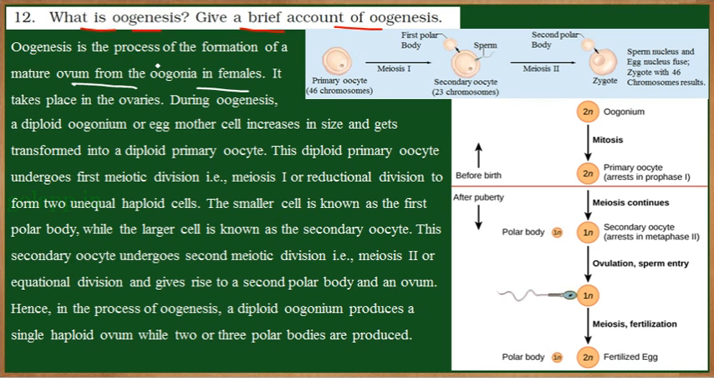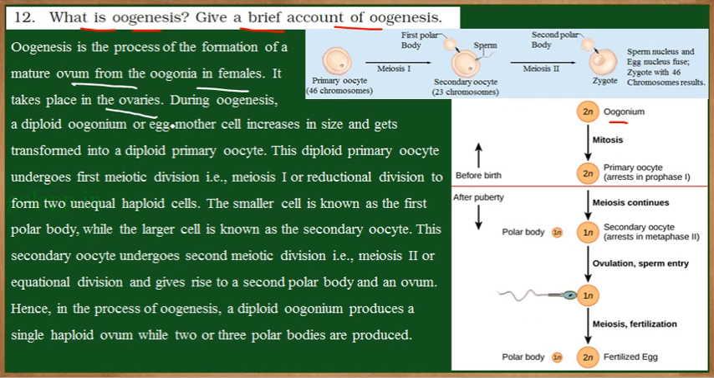Now this is the process where the egg mother cell or the oogonium, which is diploid in nature, undergoes a meiotic division giving rise to a haploid ovum. The entire process is called oogenesis. Now this process occurs in the primary reproductive organ in females, which is called the ovaries.